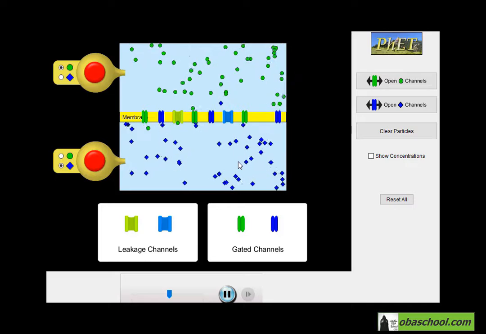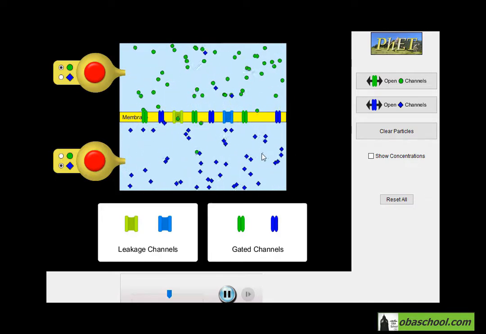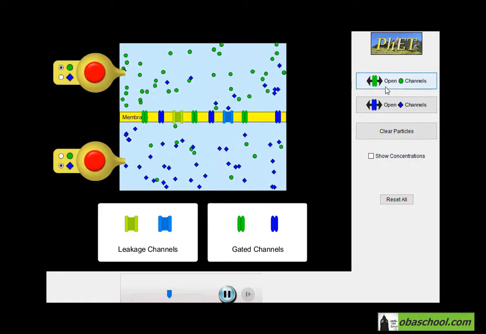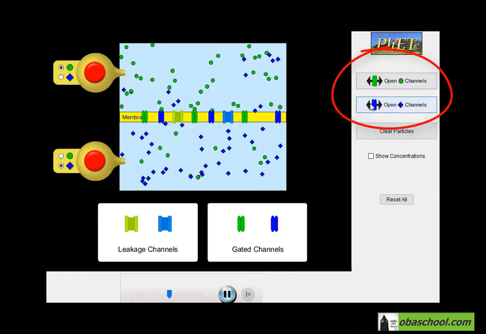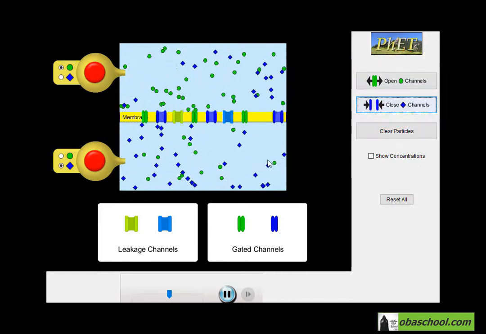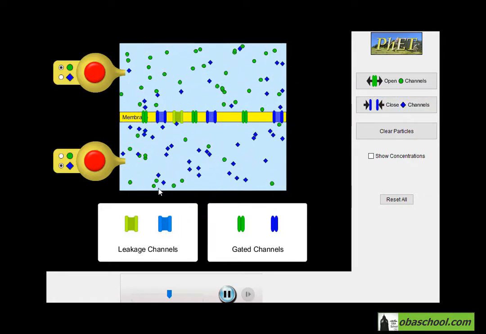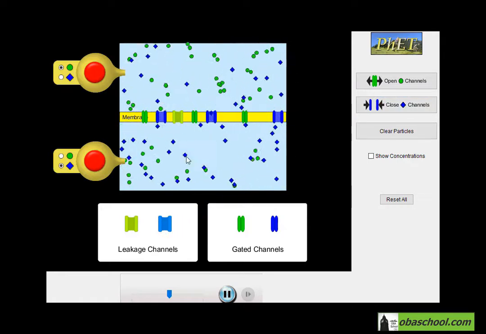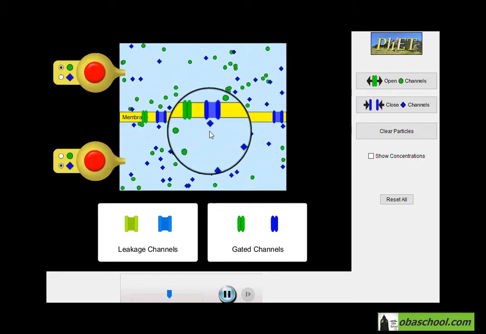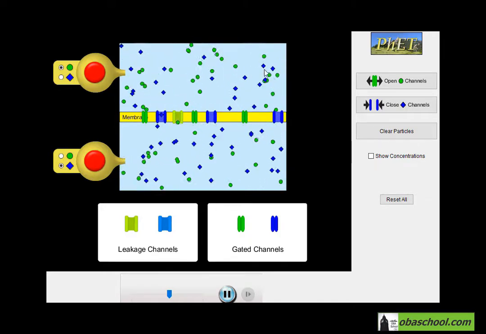If I add green leakage channel, however, we notice that the green chemicals are able to cross the membrane from one side to the other. The same happens with the blue chemical if I add a blue leakage channel. When an electrical impulse travels across the membrane, the gated channels will be stimulated to open. I will stimulate the blue gated channels to open. We see the channel now opened, allowing blue chemicals to pass through the membrane.